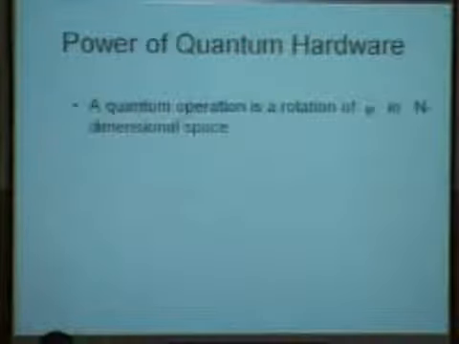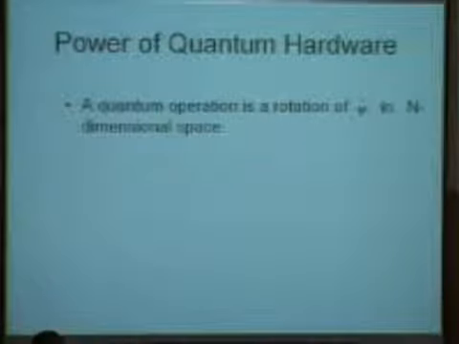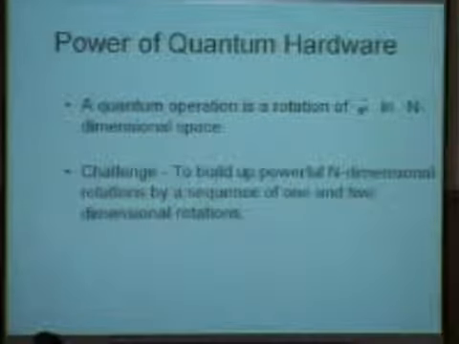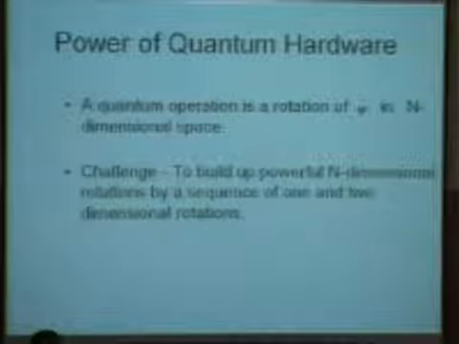What is the power of the quantum gates that we can implement? First of all, I told you that we can implement all the gates we can do classically. Plus, we can do some that are not possible classically. And what are those that we can't do classically? Any quantum operation is a rotation of the state vector in multidimensional space. But the operations that can be done easily are rotations in one- or two-dimensional space.